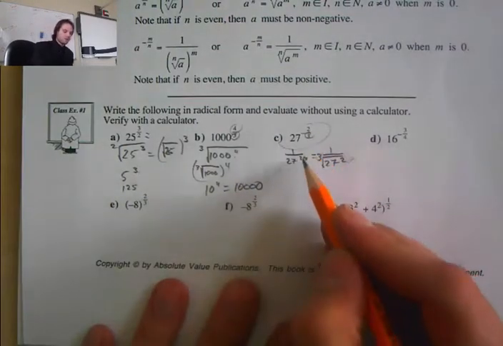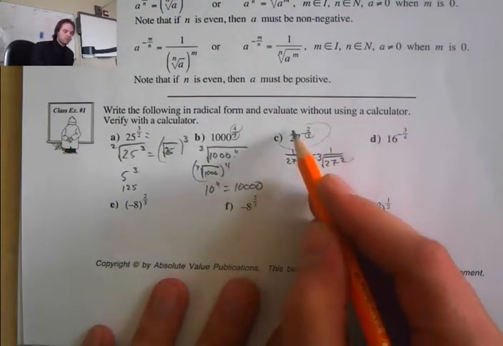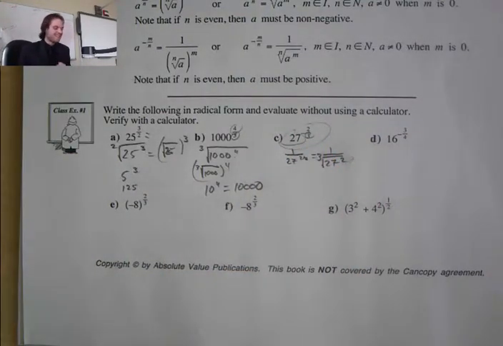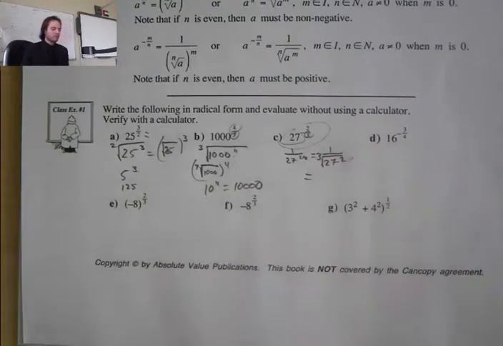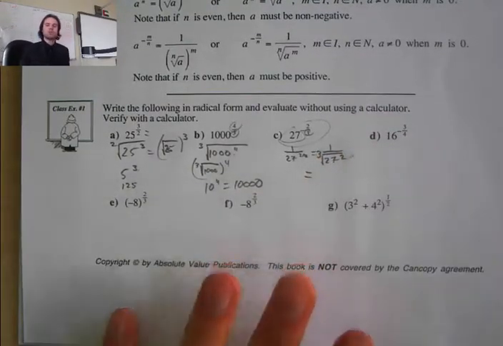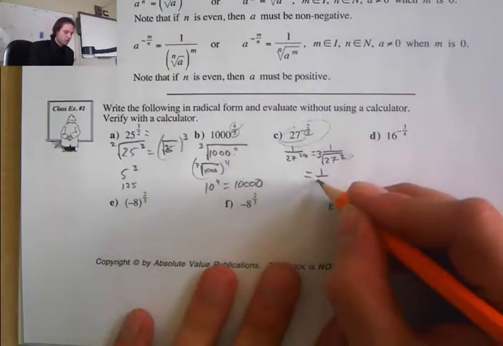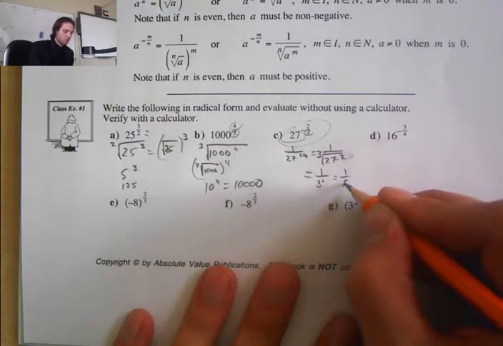Now notice when I converted this, I only flipped the base. I did not flip the exponent, only the base. That's a key thing to look at. So now I go over this, and what's the cube root of 27? It's 3. Okay, so that's 1 over 3 squared, which is equal to 1 over 9.